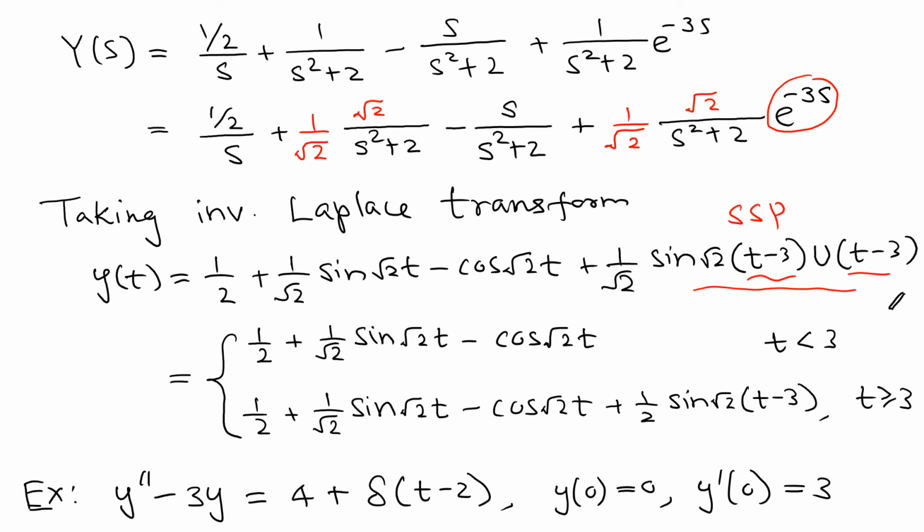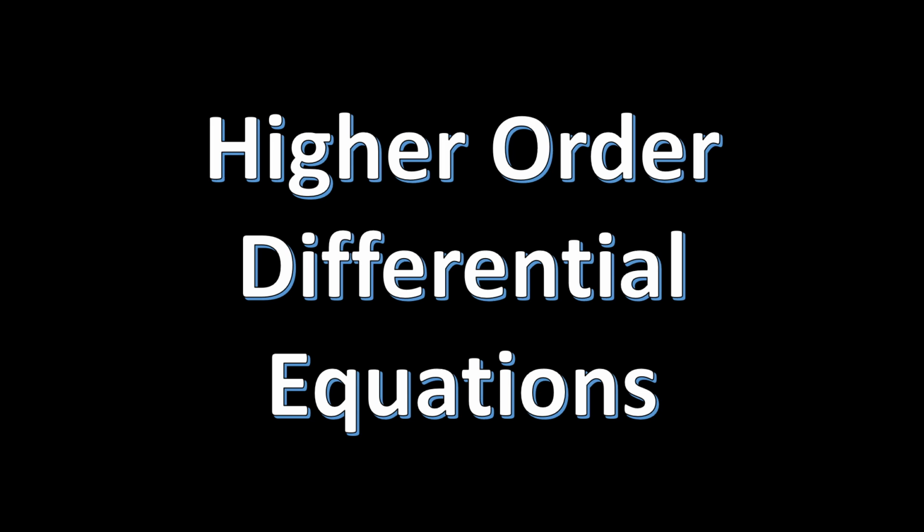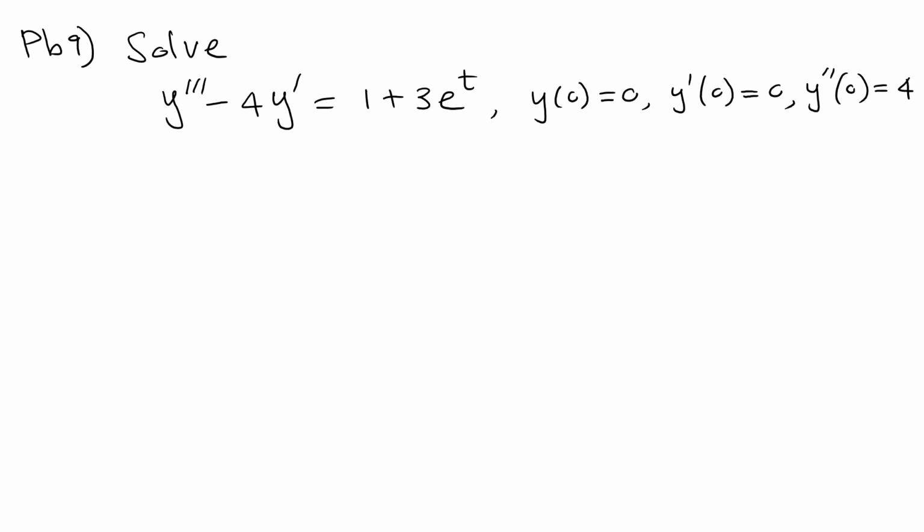As the last question of this discussion, we're going to do a higher order differential equation and see how we can use the Laplace transform to get the answer. So let's do the last problem. So we have y triple prime minus 4y prime equal 1 plus 3 e to the t, y(0) equals 0, y prime(0) equals 0, and y double prime(0) equal 4.